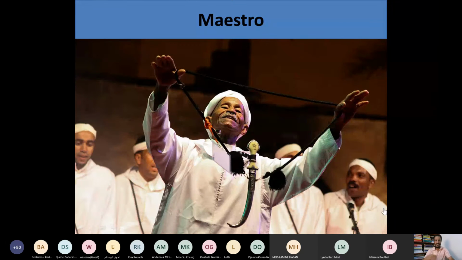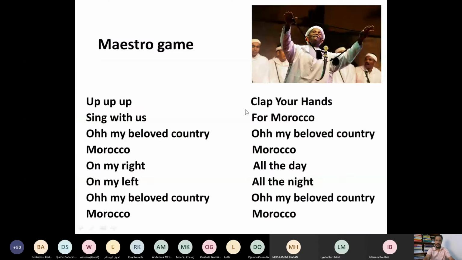Another game, it's my game that I designed. It's called the Maestro Game. This is one of the most traditional Moroccan bands in the south of Morocco, and this is the maestro, the man who is going to act, dance, sing, etc. So let me explain the game. I give my students this song and put them into groups of four, and each group should have a maestro, a leader. Before I assign who is going to be the maestro, I'm going to be the maestro. So the teacher is going to model the game.